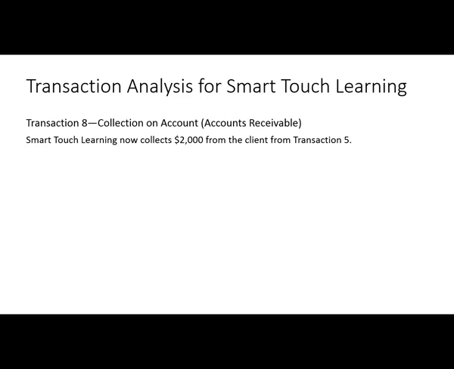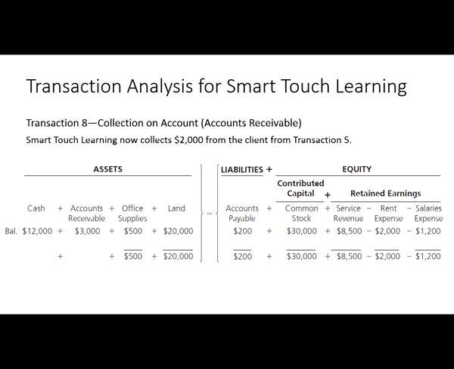Transaction 8, now we're going to collect ourselves from money that we did work for previously. This is where we were before this transaction started. You can see cash had a balance of $12,000. Accounts receivable had a balance of $3,000. There's the cash being received, and we're decreasing accounts receivable. Why are we decreasing accounts receivable? Well, we're not owed $3,000 anymore. And so we have to decrease that accounts receivable in order to reflect the fact that we've been paid what we're owed.